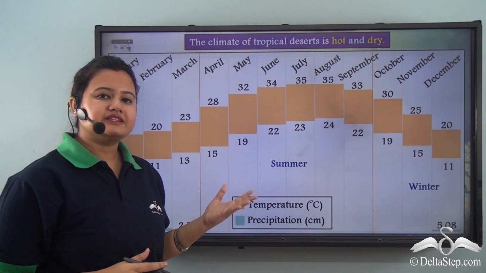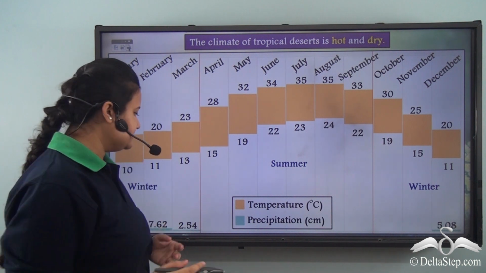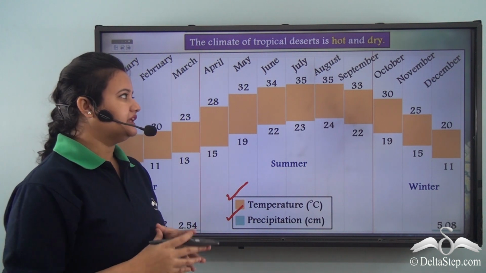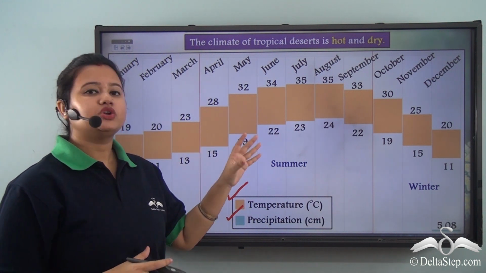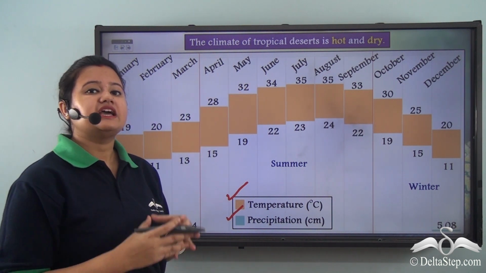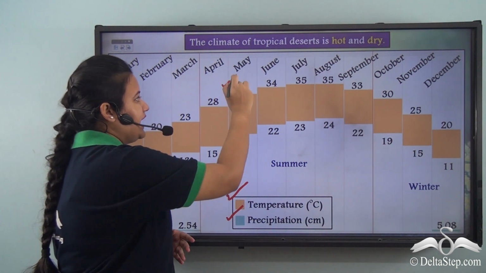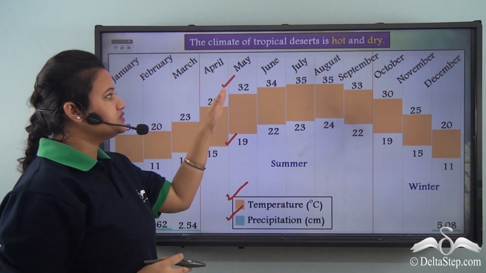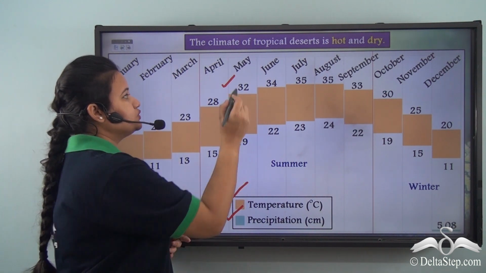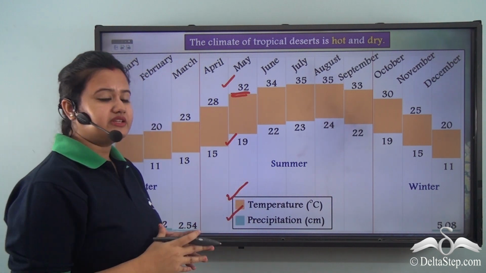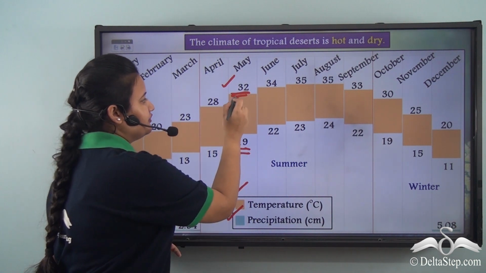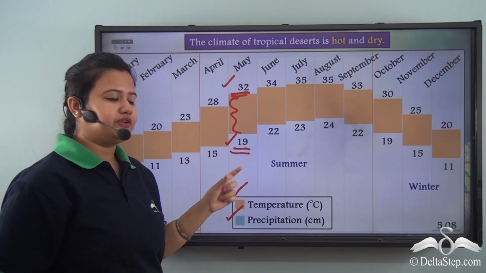Well, this chart displays the climatic conditions, that is the temperature and precipitation conditions of tropical deserts. And here we find that the average annual temperature of this place is extremely high. And in fact, there is high variation in day and night temperatures. For instance, as we can see here, the average temperature during daytime rises to about 32 degrees Celsius, whereas at night it drops to 19 degrees Celsius. So we can see that there is a wide variation in day and night temperatures.